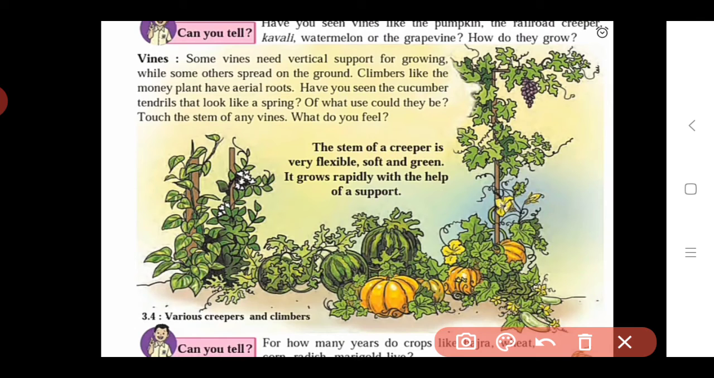Some vines need vertical support for growing. If we see in this image, these are also vines, and they grow in a vertical direction, which means they require vertical support like the stem of a tree. Some vines require vertical support for growing, while some spread on the ground. The pumpkin and watermelon are spread on the ground. They don't require any vertical support. They can spread and grow as they are on the ground.